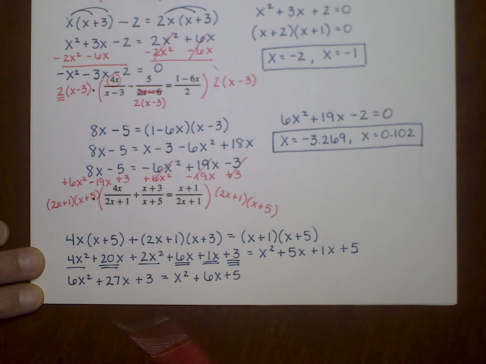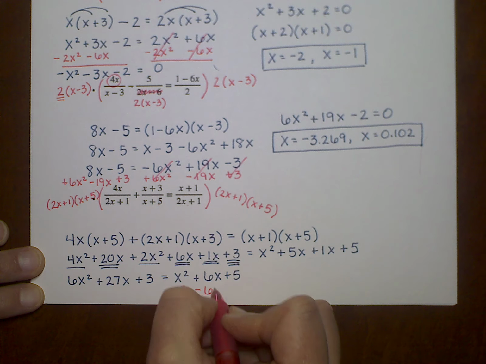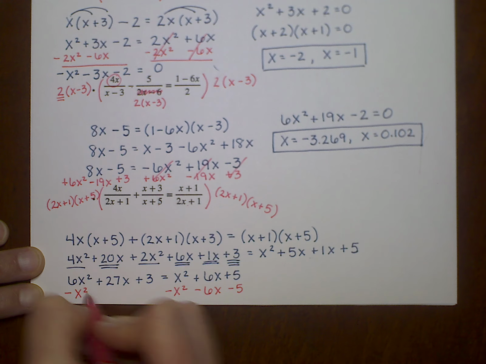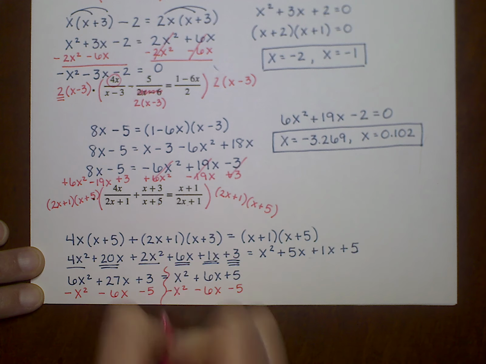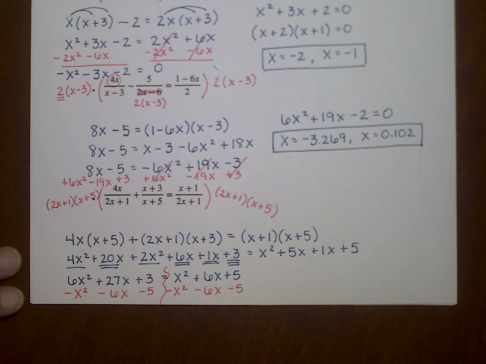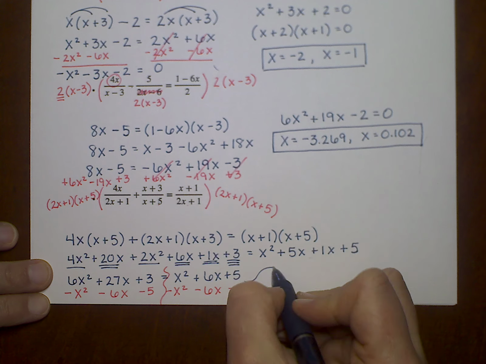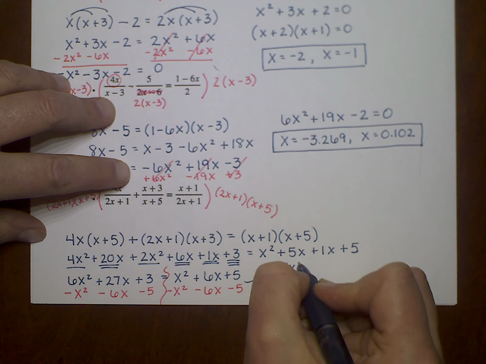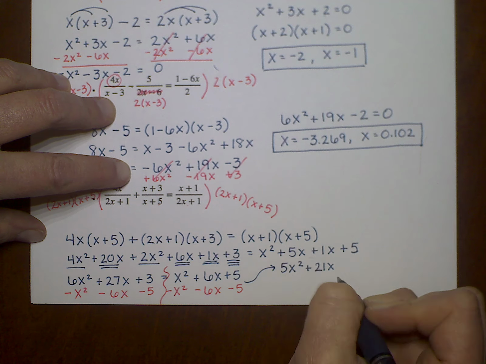And I think I'm going to grab these things here on the right and slide them over this way. So I'm going to subtract x squared, and I'm going to subtract 6x, and I'm going to subtract 5. So minus x squared minus 6x minus 5. Okay. So what I have now, I guess I'll just kind of head over here. I have a 5x squared plus 21x minus 2.